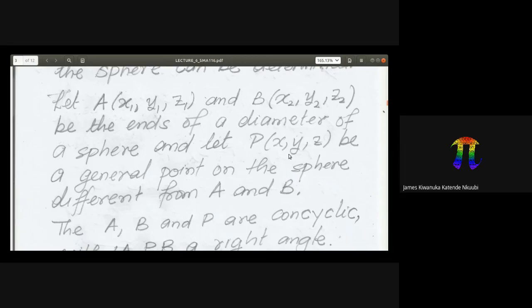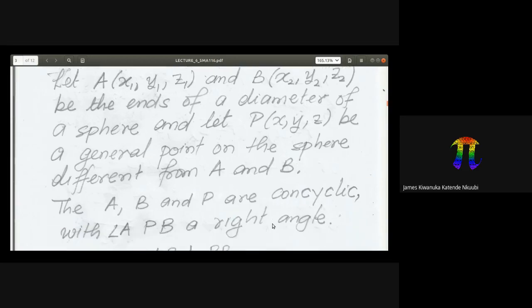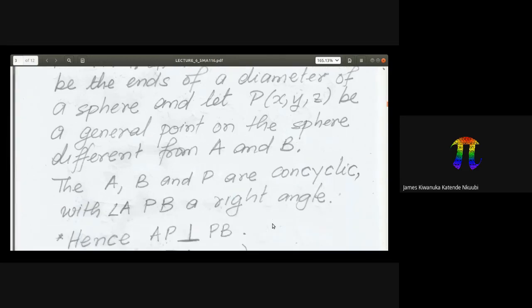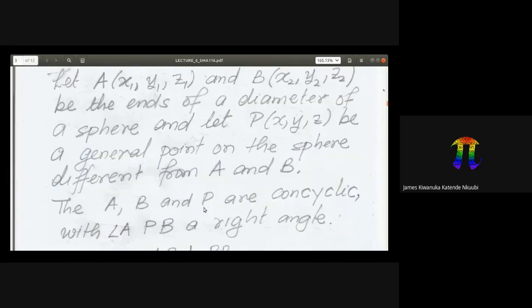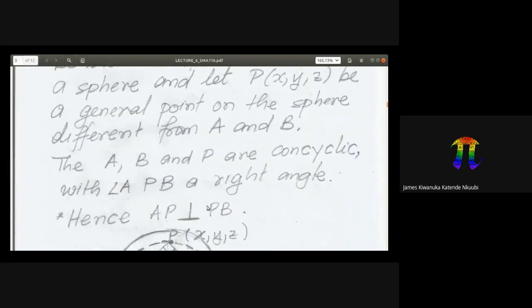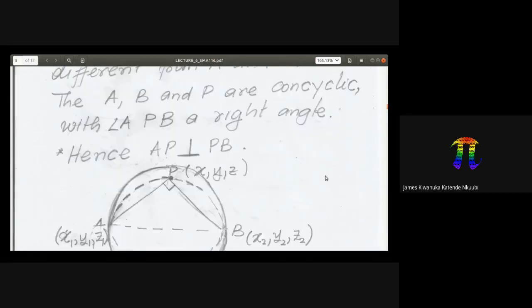So the points A, B, P are concyclic. Concyclic means they're on the same circle. So if they're on the same circle, any angle subtended on the circle by the diameter will be 90 degrees from your geometry. And that forces this angle, APB, to be a right angle. So let's see if we can draw that.